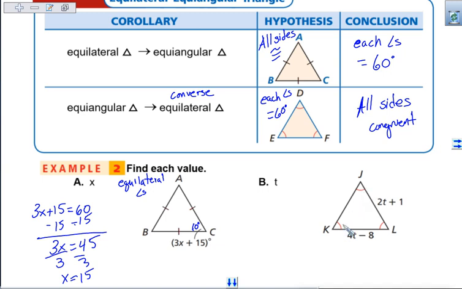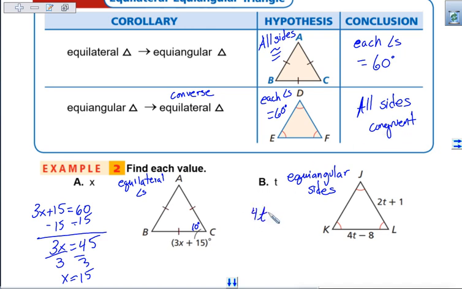Next up, we have a triangle with 3 angles marked as congruent. This means we have an equiangular triangle. Then we're going to look at the information we're given. It has no degrees. That means we're looking at sides. And what do we know about sides of an equiangular triangle? We know that they are congruent. That means we can set these equal to each other.